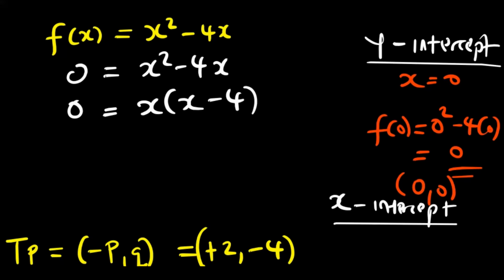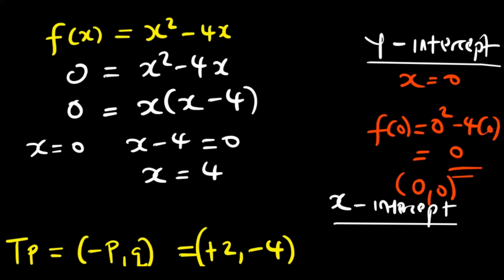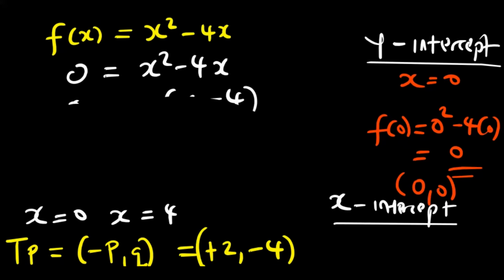Okay, then you know what this means. Every time you have a 0 this side, and you have it factorized like that, this means that x is equal to 0, or x minus 4 is equal to 0. So x in this case will be equal to 4 when the negative 4 goes on the other side. So we've got two answers. x is equal to 0, x is equal to 4. That's where we're cutting the x-axis.